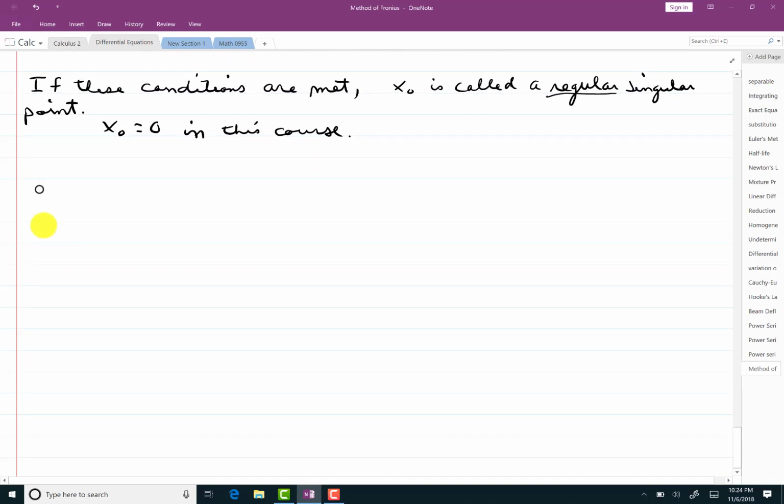So I want to do another example, because I don't want to do more than one example in one particular video, because these things are so ridiculously lengthy that I think one is enough. So here, let's do another equation. 2x squared y double prime plus 3x y prime plus 2x minus 1 times y, and that's equal to 0.